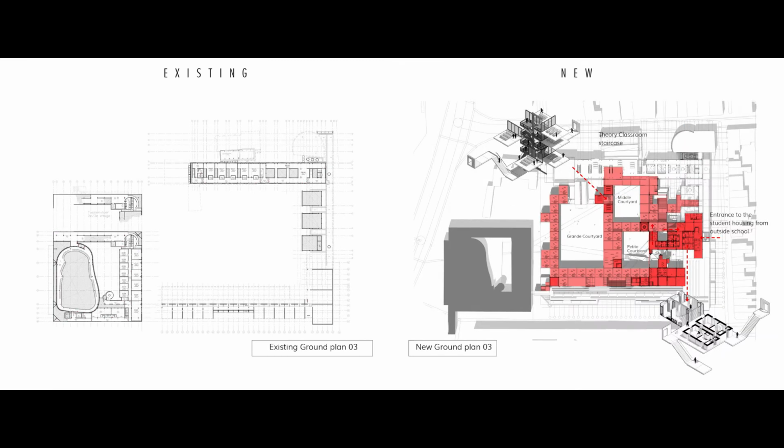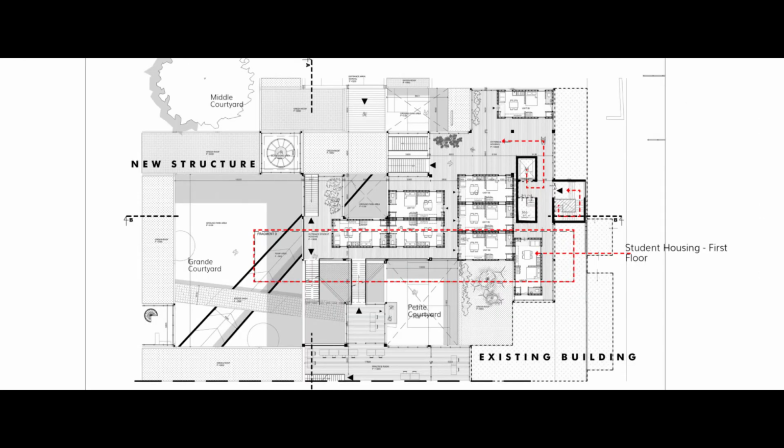And here is the location of the student housing. And now you can see the connection between the student housing and other part of the building. And here I had a zoom in to the ground plan, and you can see the student housing, which has the access with the existing staircase and existing lift, and then the in-between spaces while the student could have access into different area of the school.